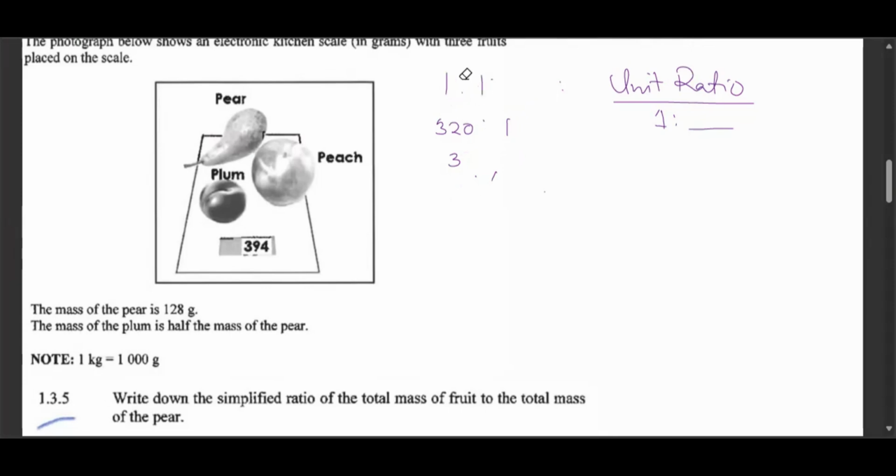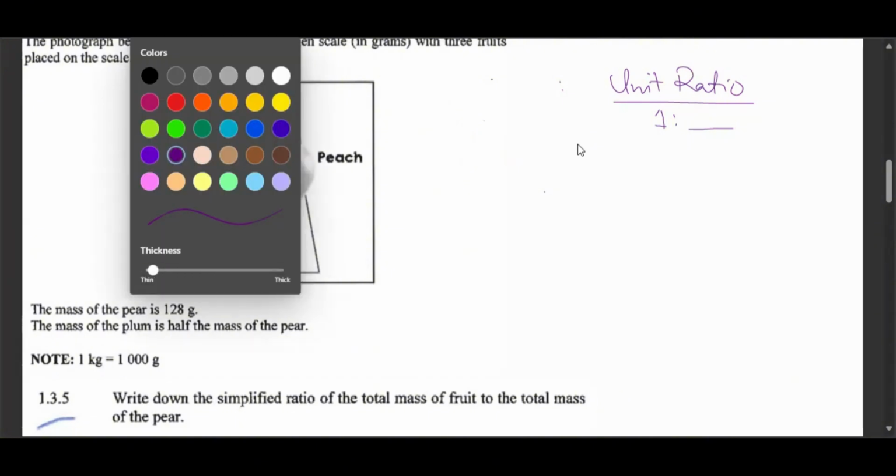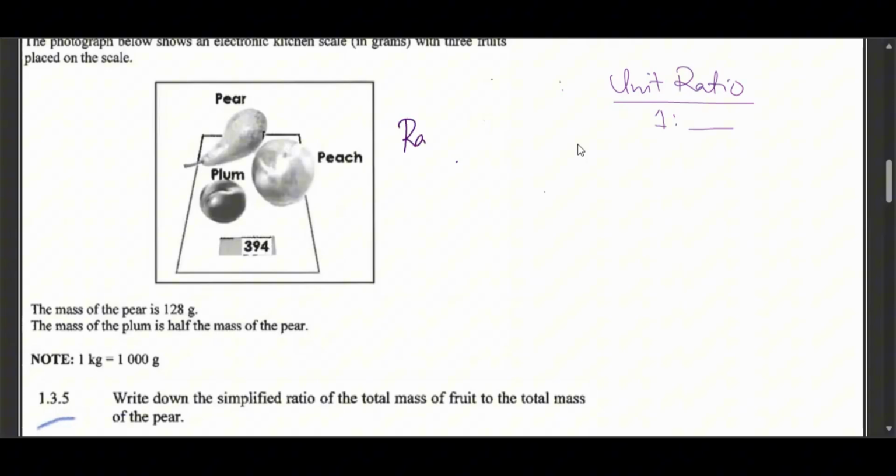Anyway, let's look at the question that we are supposed to look at. They want us to write the ratio of what? Always understand this. There is a ratio of the total mass to the total mass of the pear. So the total mass we had, 394, is to 128.